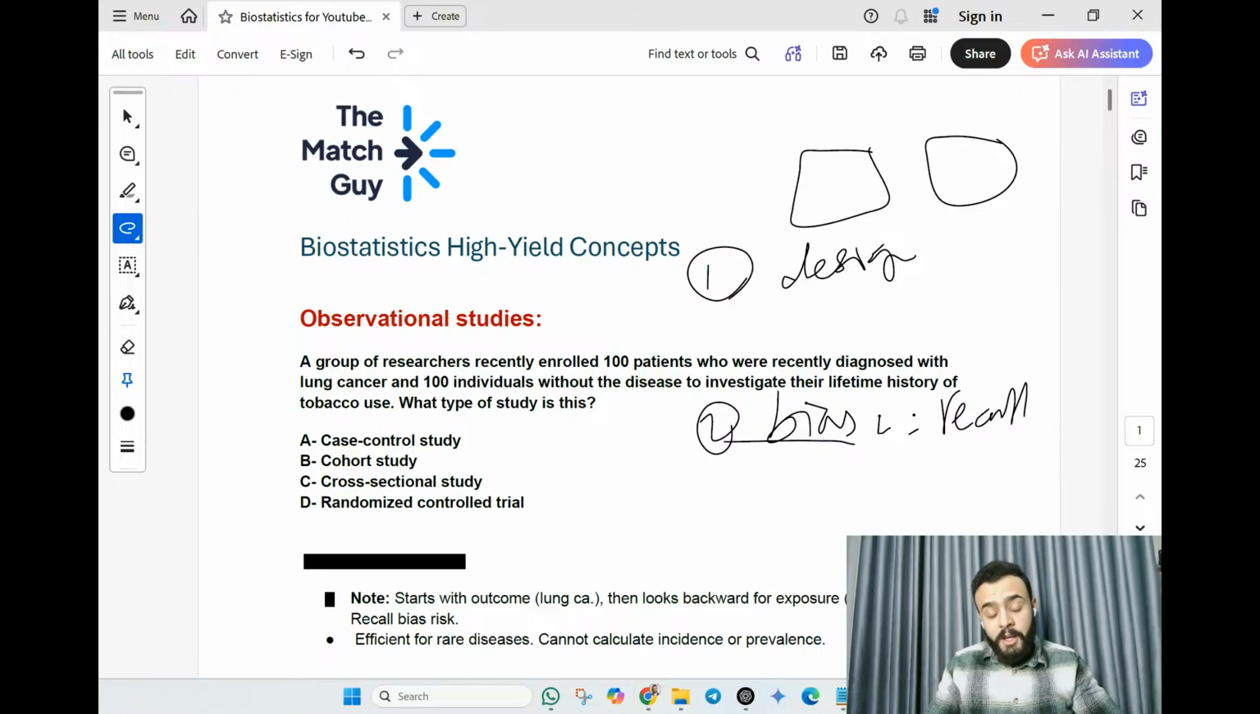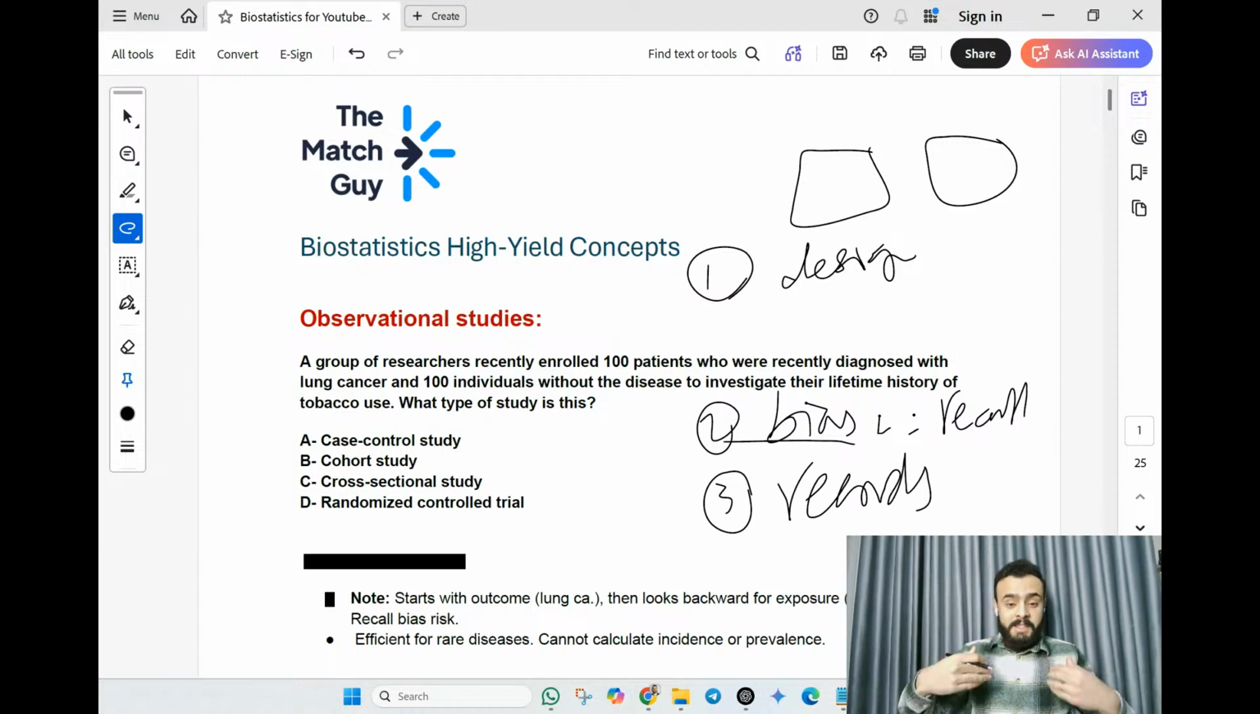Another question I saw in QBanks before, guys: how to fix recall bias related to case control study. By decreasing the dependence on memory. How? Use medical records instead of coming to me and asking me about my past exposure. I can give you access to my medical record and you see my history accurately. That is number three, the third question.